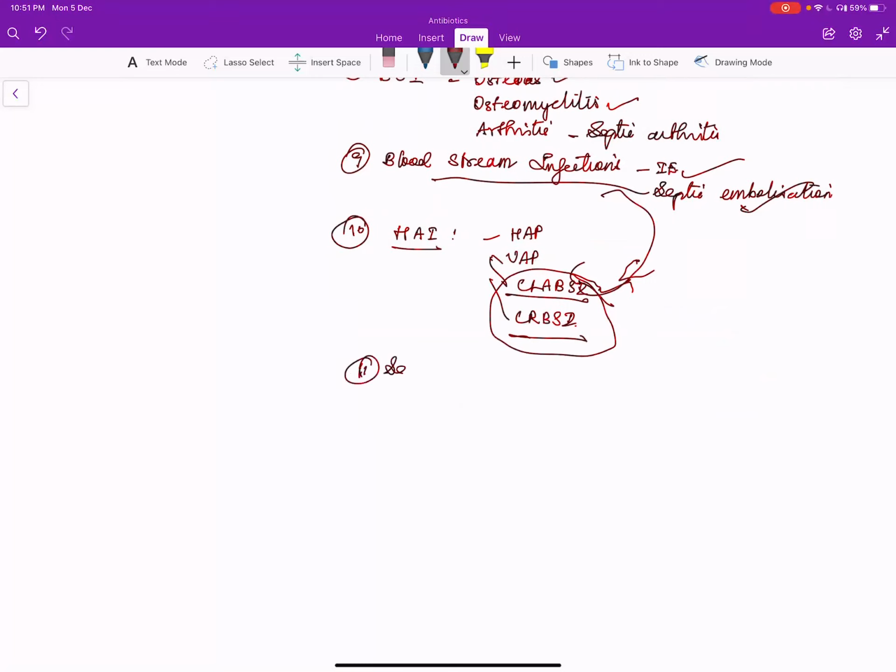The last syndrome is sepsis. Whatever be the infection, define sepsis. Anyone?